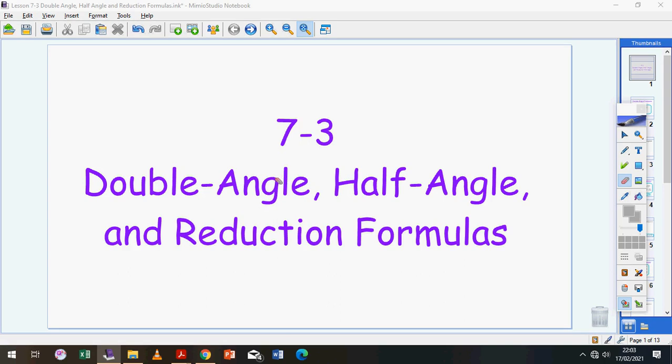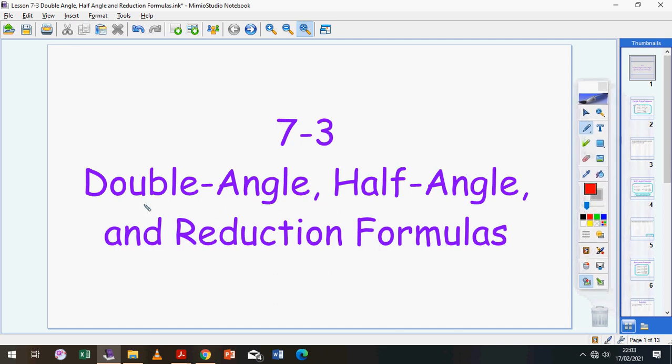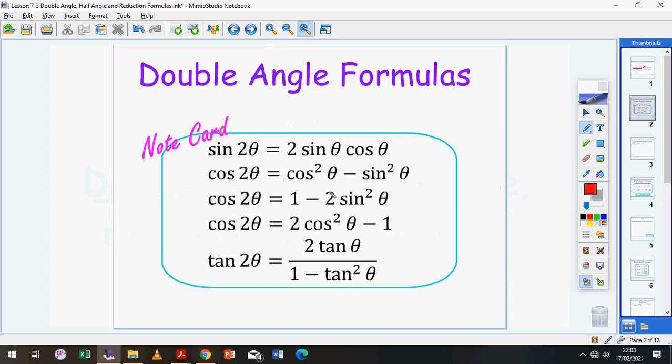Hey guys, so we'll talk about double angle, half angle, and reduction formulas today. All of these are double angle. The double angles come straight from the sum and difference formulas that we looked at in the last lesson. So these ones come from the sum and difference formulas. The half angles come from the double angle formulas, and the reduction formulas also, surprisingly, come from the double angle formulas. So these are things you can add to your note card, the double angle formulas.